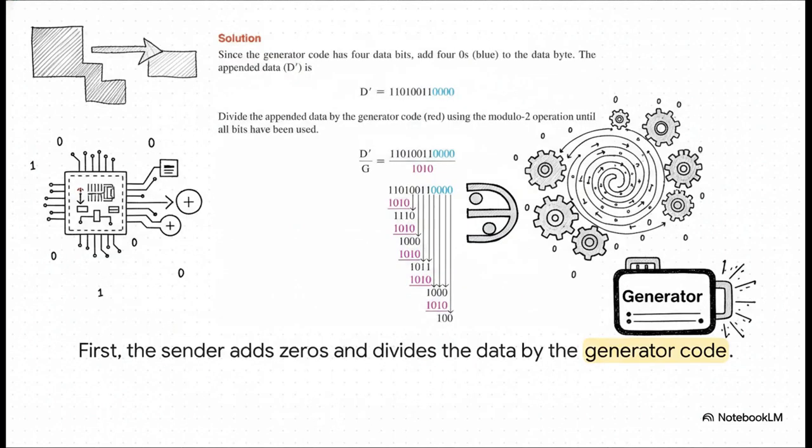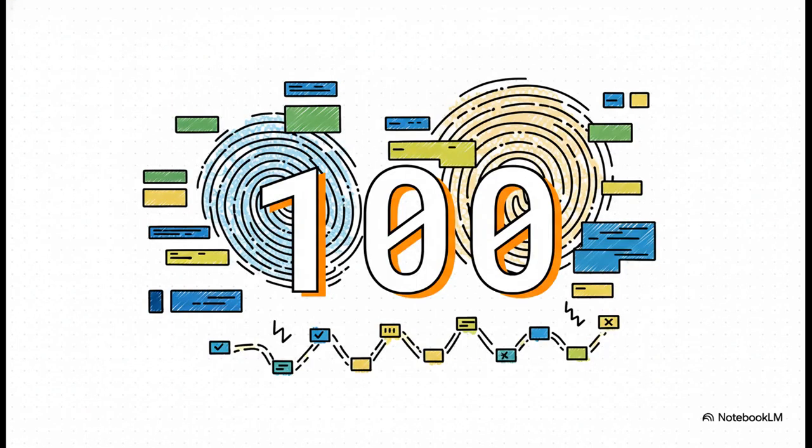So first things first, the sender adds some zeros to the end of the data. Then comes the really important part. It does this special kind of division using our secret key, the generator code. Now, don't get bogged down in the math on the screen, okay? The only thing you need to know is that this whole process is designed to create a unique result based on our exact string of data. And after all that division is done, we're left with a remainder. For this example, the remainder is 100.